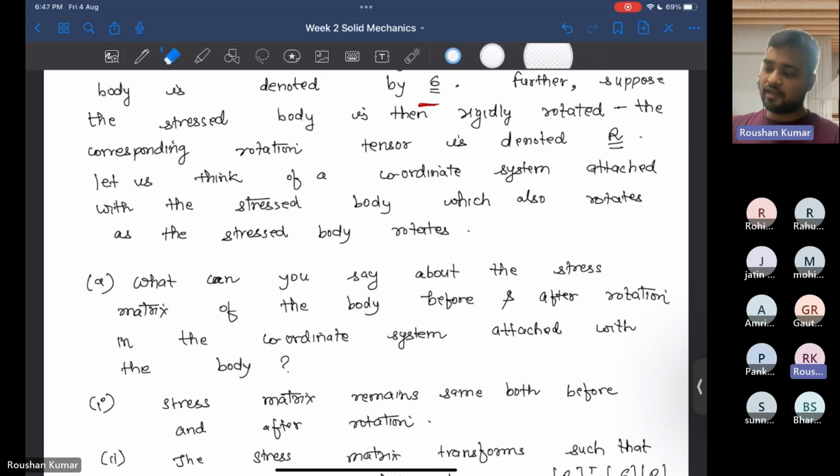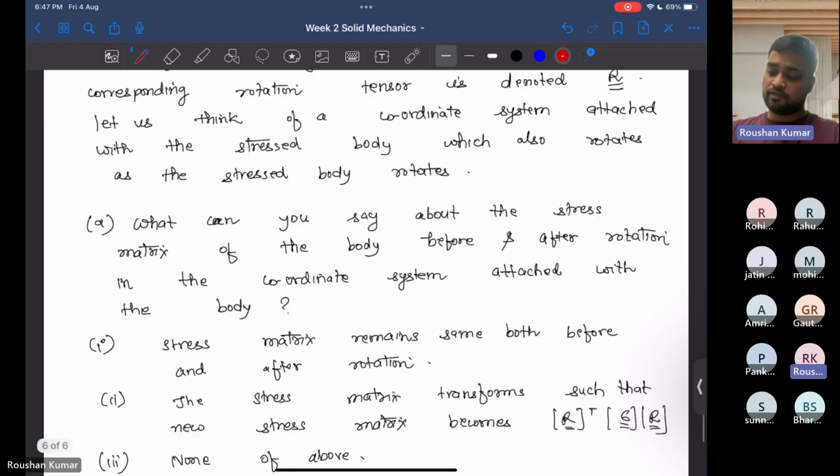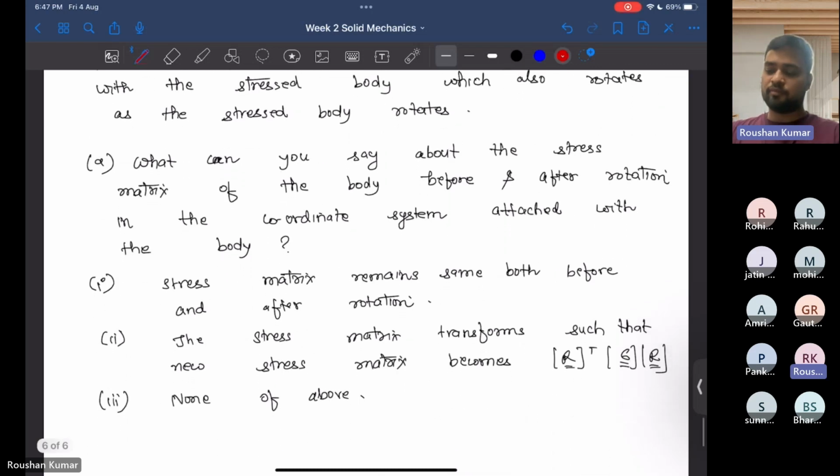Here it clearly mentions that the coordinate system also rotates as the stressed body rotates, which means that if we see the body in space, we can always see it in the same coordinate system. That means the body itself rotates with the coordinate system, so there is no change in their representation. So we can say that the stress matrix remains the same, both before and after rotation. So the correct option is the first.